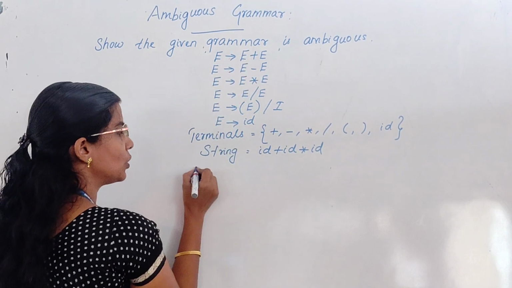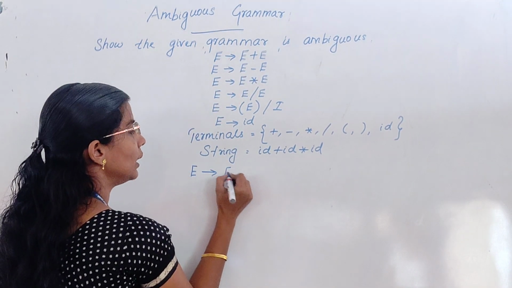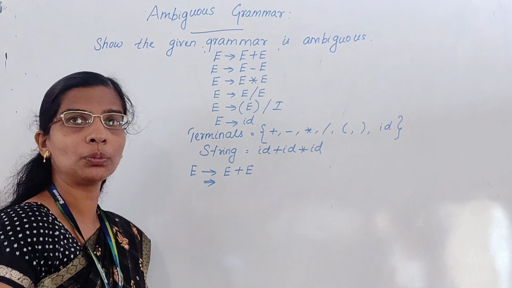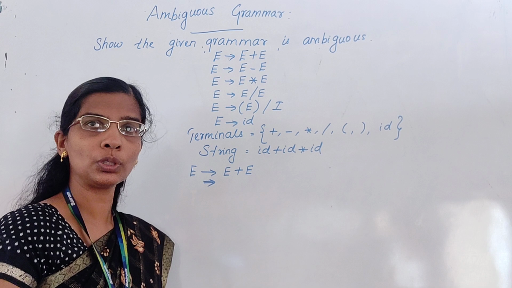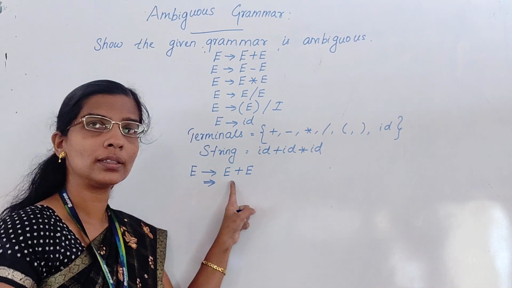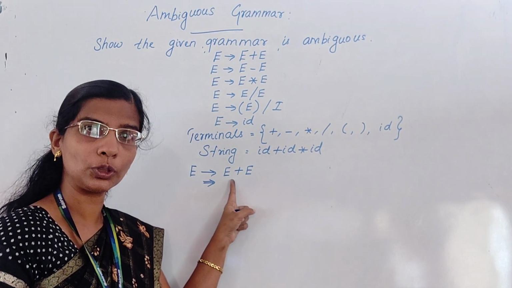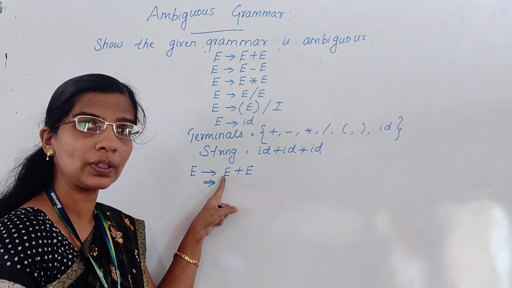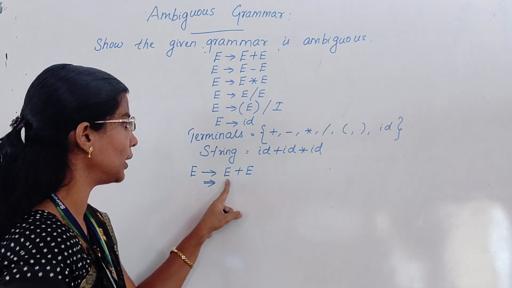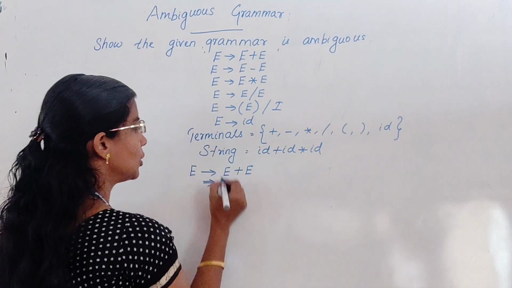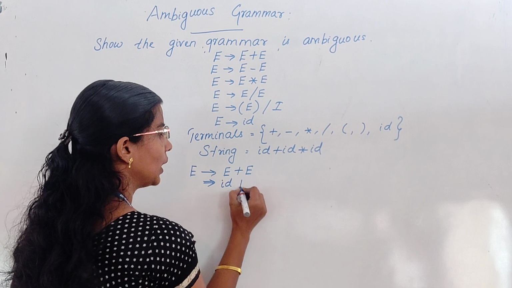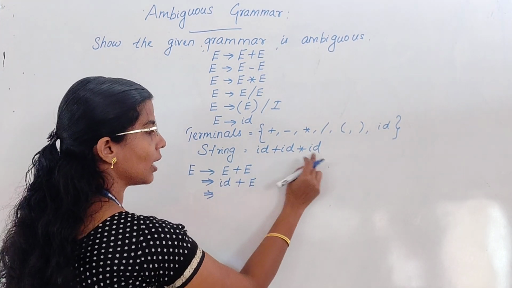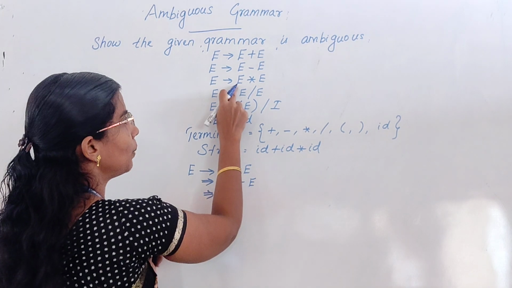Right, so I'll take the first rule, E tends to E plus E. I'll go with leftmost derivation. You know leftmost derivation is, in the RHS, I have to replace my leftmost non-terminal every time. So I'll replace my first E with the last production, id. And in the next step, since I need id star id, this E I will replace with the third rule.